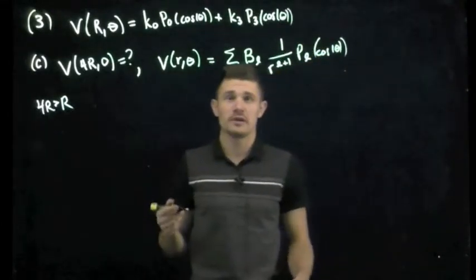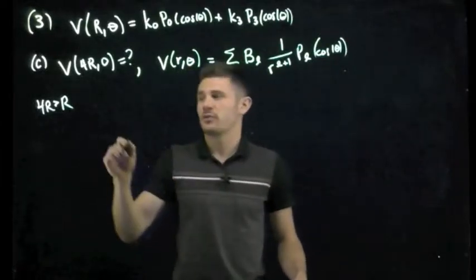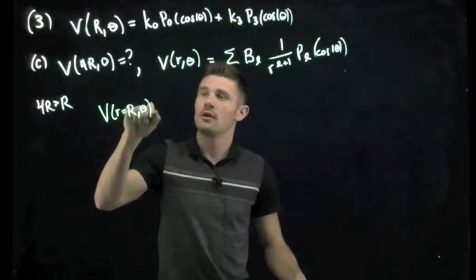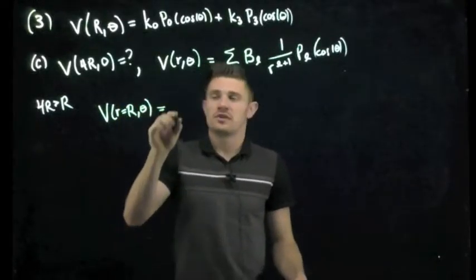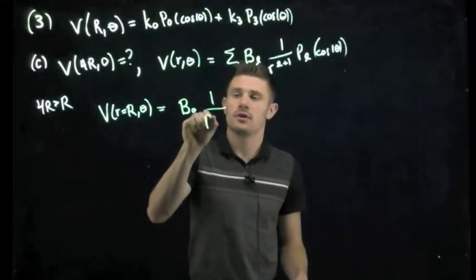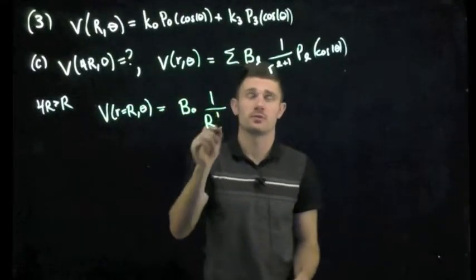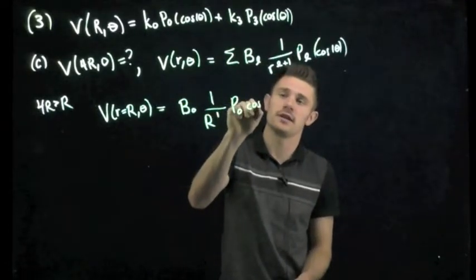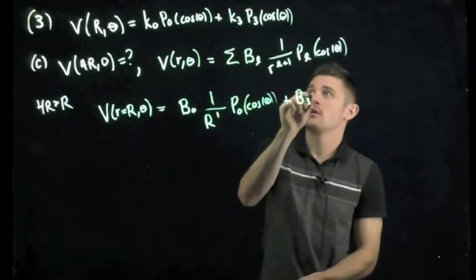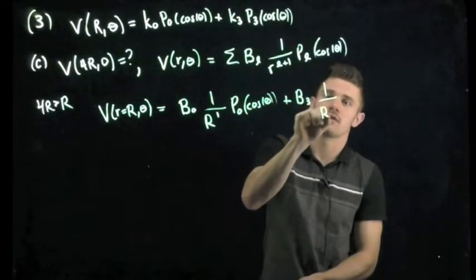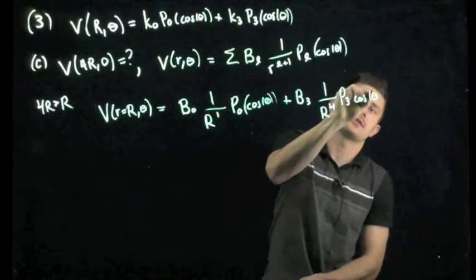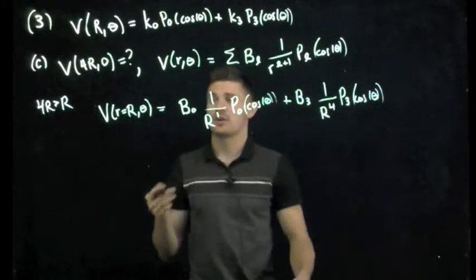So similar to part B, I'm going to start by writing out this general form expanded at the position little r is equal to r, and our general theta, which is simply just going to be b0, 1 over big R to the 1, because 0 plus 1, p0 cosine of theta, plus b3, now it's going to be 1 over big R to the 4, again it's 3 plus 1, p3 cosine of theta. So it's the same steps as in part B, but now we're looking at the region outside of the sphere.